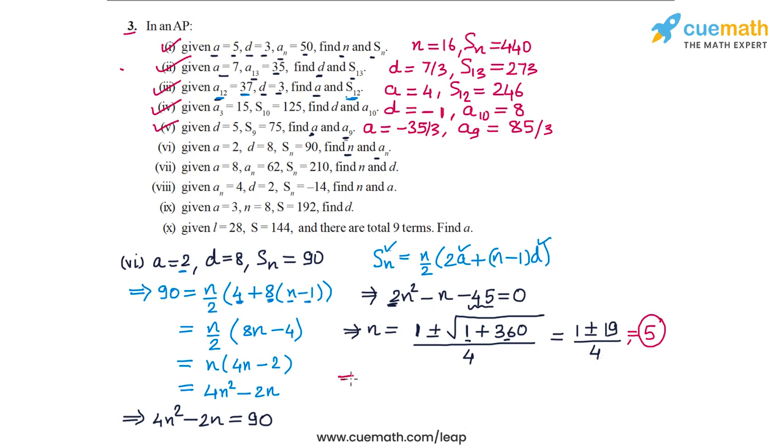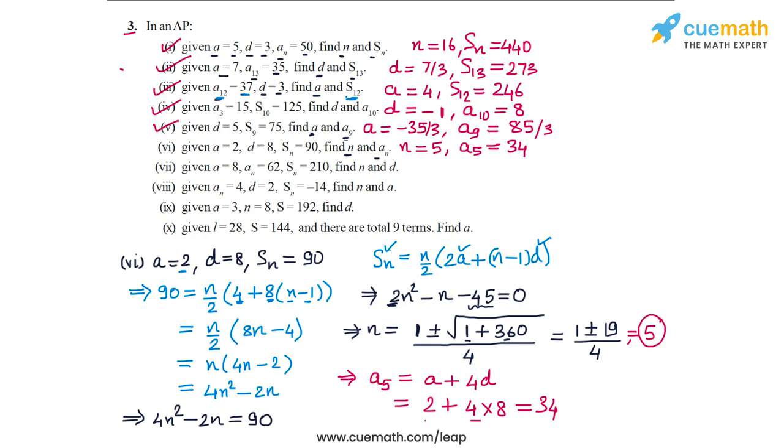And now the other thing we had to find was an, or a5 in this case. That will be a plus n minus 1 d, or a plus 4d, and a is 2. So 2 plus 4 into d is 8, and this gives us 2 plus 32, or 34. So the answer to part 6 is that n is equal to 5, and a5, the fifth term, is equal to 34.